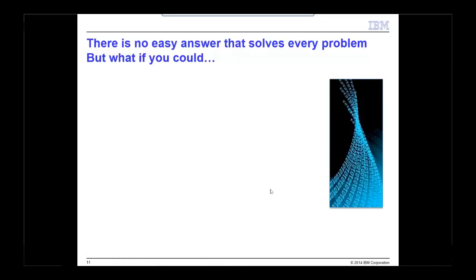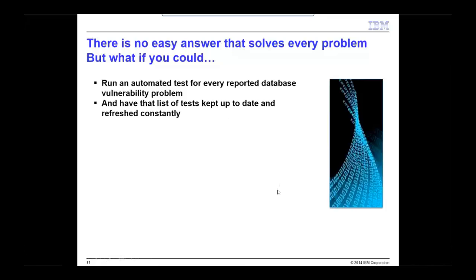But I think there are no easy answers that solve all these problems. There are some technologies, though, that can help people address them and get control of these things. So what if we had an automated way of taking all the tests that we know about, all of the vulnerabilities that are generally understood in the industry, and you could run an automated test against all the different kinds of databases in your environment, and those tests were kept up to date and refreshed constantly. And you had the ability to just run these tests against a particular database instance, and it would run in minutes.